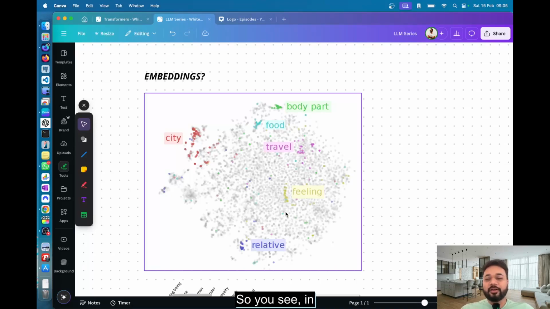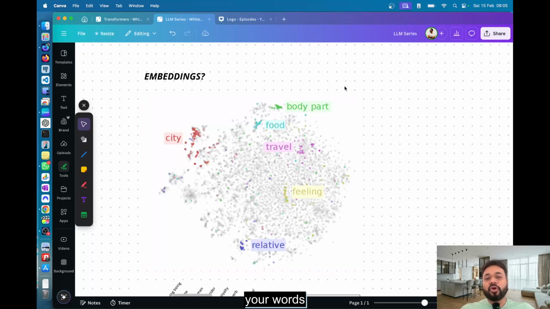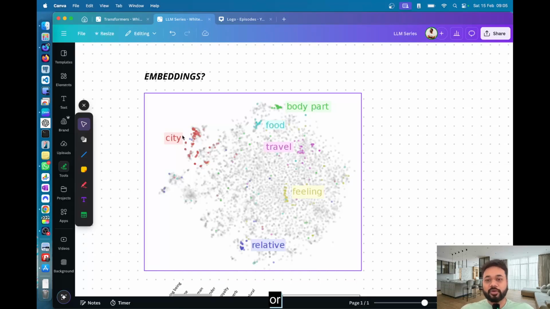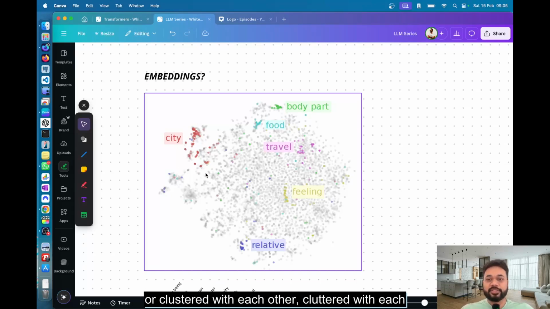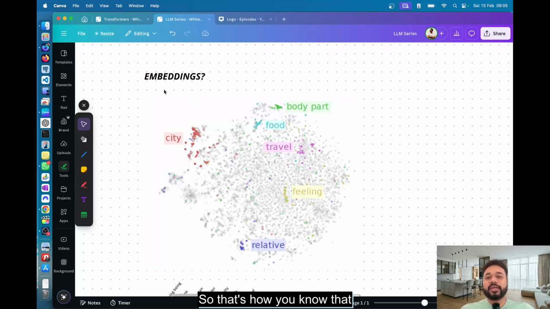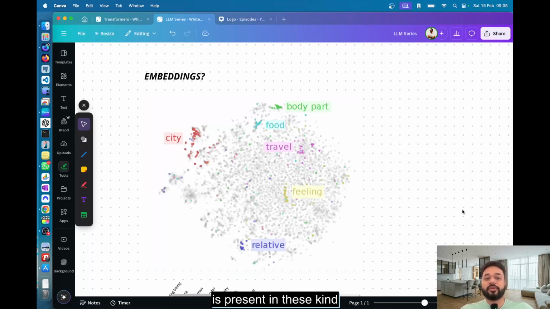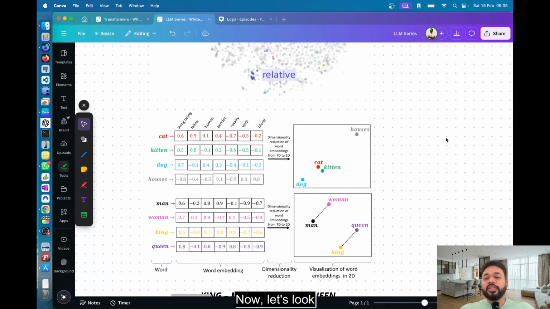So you see, in a very high dimension, your words have been represented in such a way that the things that should come close to each other, you'll find them closer to each other, or clustered with each other, right? So that's how you know that the embeddings that you have formed are basically a good embedding, because the essence of similarity is present in these kind of embeddings, right?